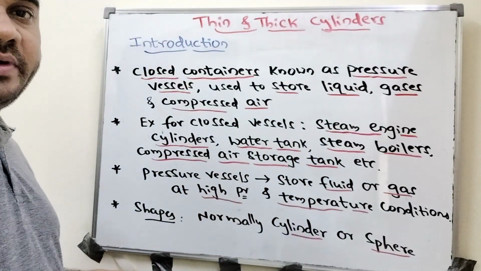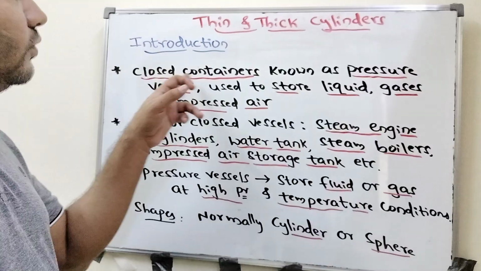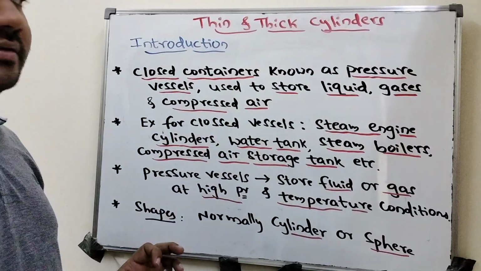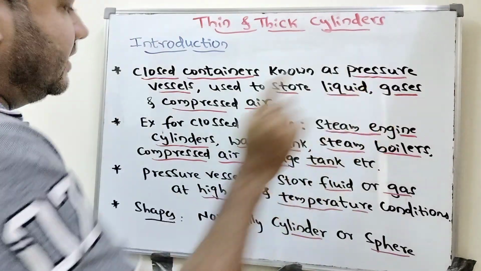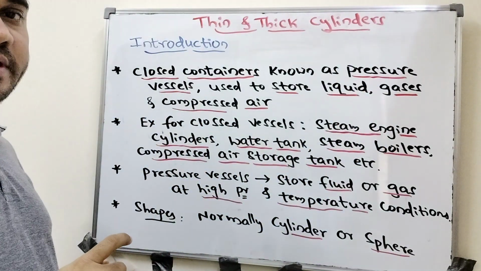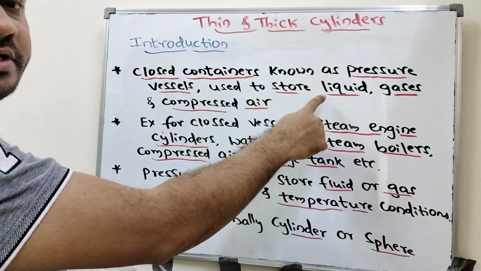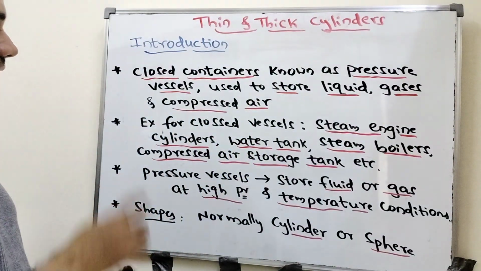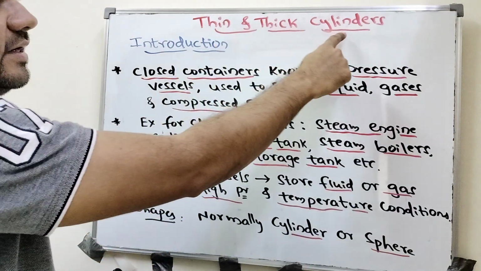If you see in our day-to-day life, the LPG cylinders are also a type of closed container. A closed container contains a high pressure fluid. So they are used to store either liquid or gases, and compressed air. These containers are used to store high pressure liquid, high pressure gases or compressed air. So, second point, the examples for these closed containers, or normally you can call them cylinders.